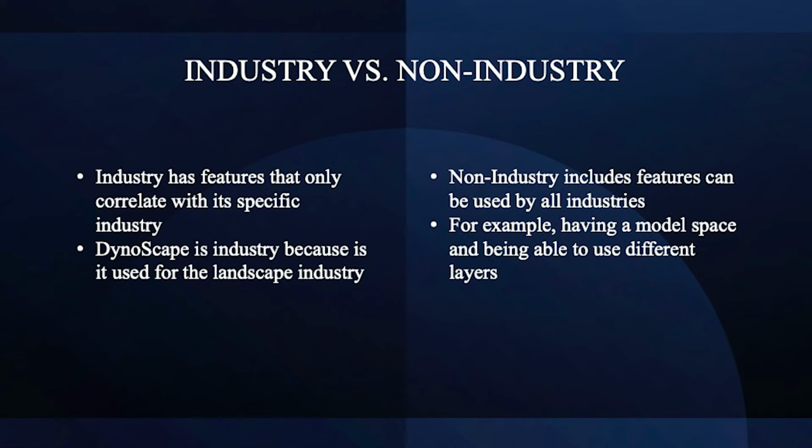Industry versus non-industry. Industry softwares are only used for specific industries. For example, plant labels will be just used for the landscape industry, while non-industry software such as AutoCAD does not just go to one specific industry and can be used all around, since it is a diverse software that includes features that could be used to create anything.